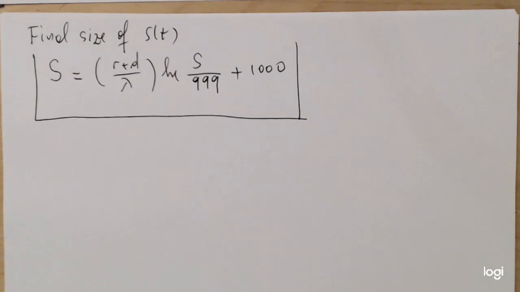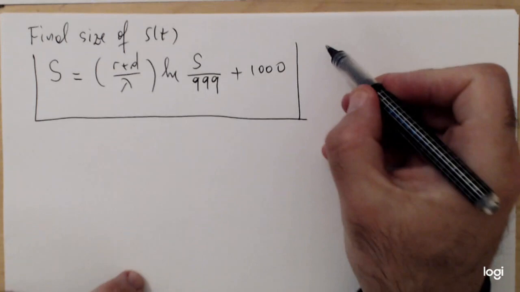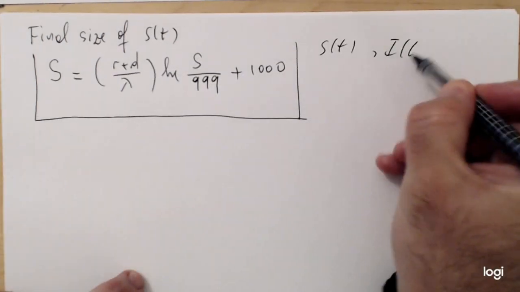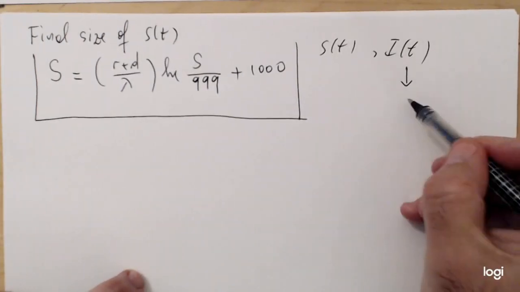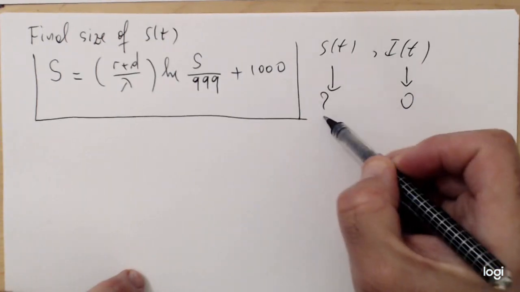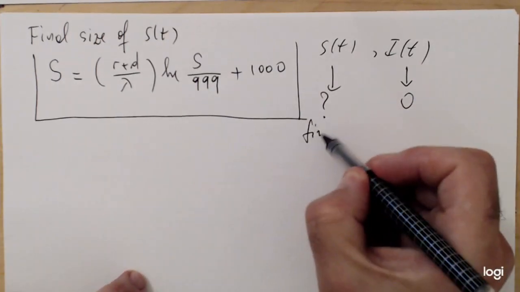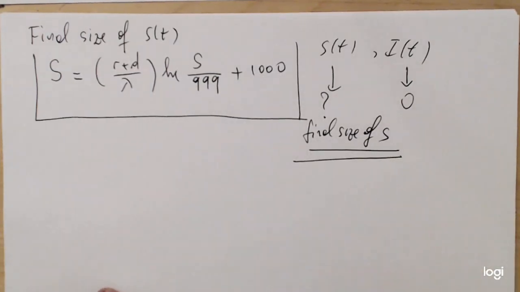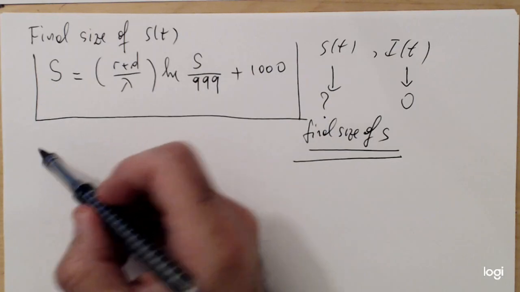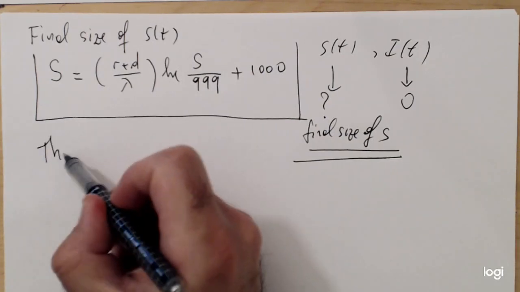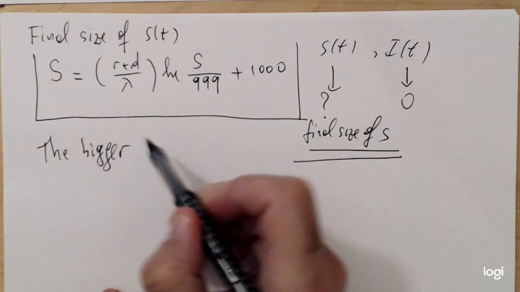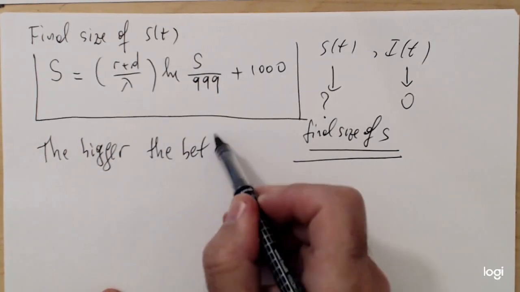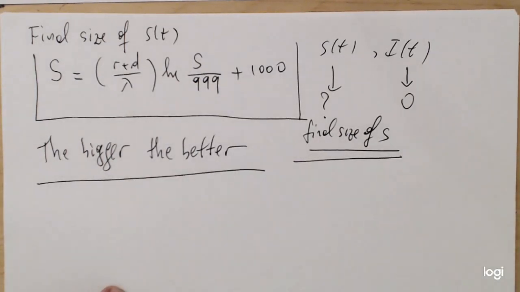Again, let's review briefly. We could integrate the model. We could find a relationship between susceptible and infected at all time t by replacing I of t with 0. Whatever I get for S will be the final size of S. So remember, what we're looking for, the good news will be the bigger the better. The bigger S final, the better, because it means that eventually not so many people were infected.